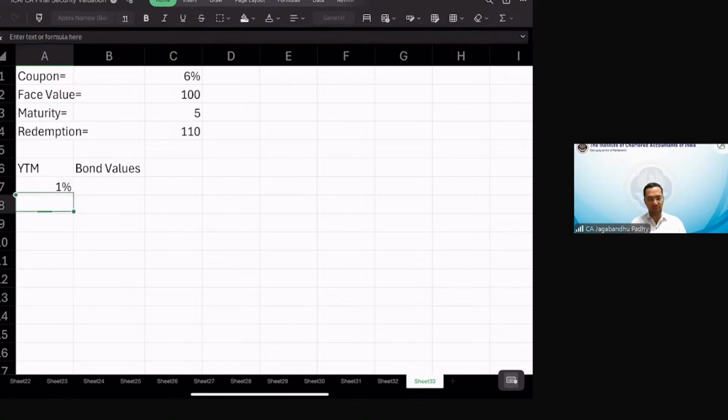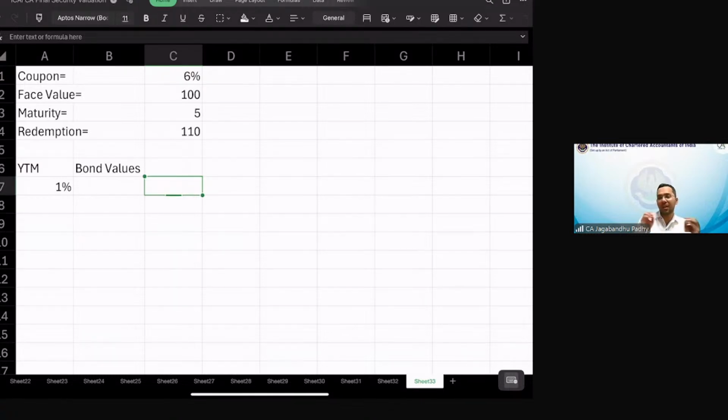So, for example, if 1% is the YTM, can you calculate the bond value, guys? Can we calculate the bond value? Yes, we can calculate it simply by taking the coupon into present value annuity factor plus the redemption multiplied by the present value factor, right?